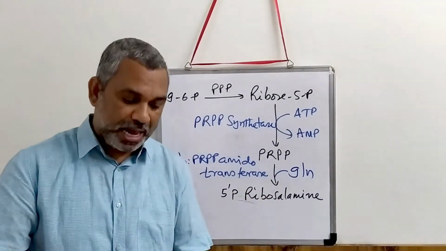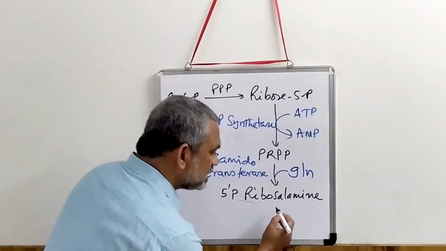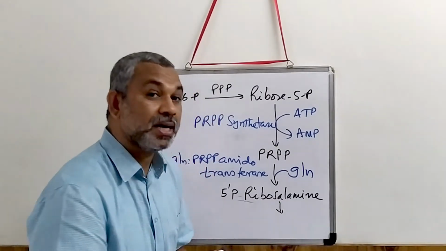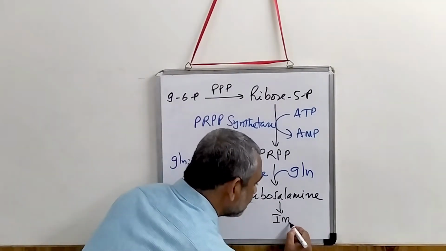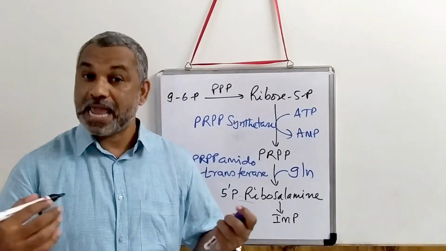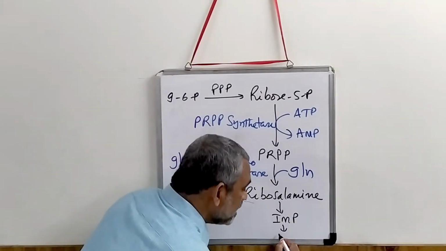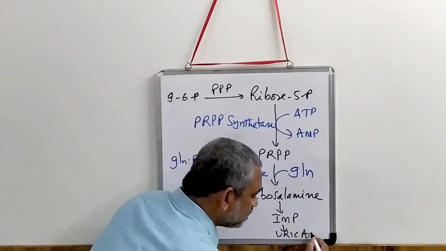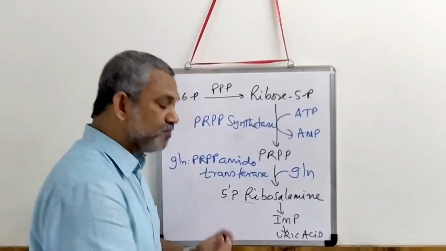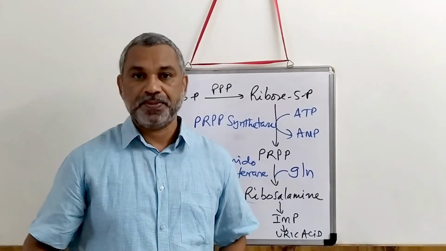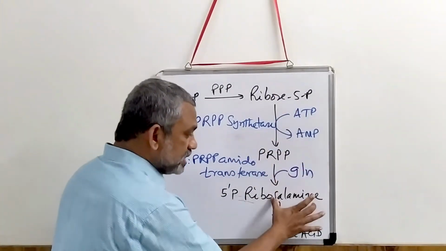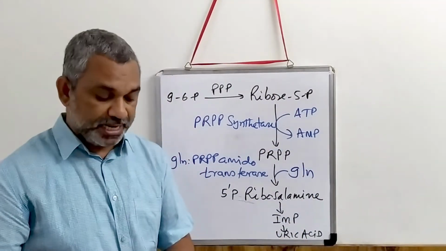So let us understand what happens next. What happens next is this will be converted to inosine monophosphate. Okay, inosine monophosphate that results in GMP and AMP, and ultimately it will be converted to uric acid. So I have not elaborated this region. So therefore it is ultimately converted to uric acid. So this becomes the degradative pathway of nucleic acid. So this is the synthetic and the lower portion is the degradative pathway.